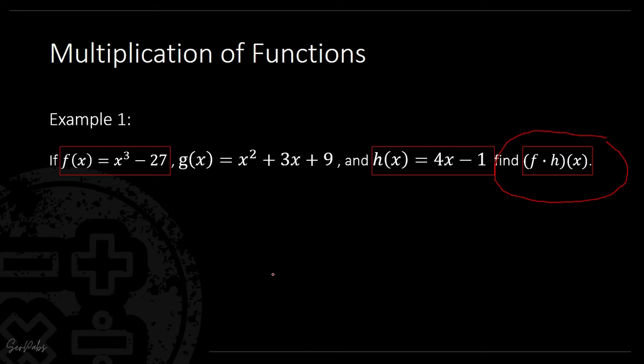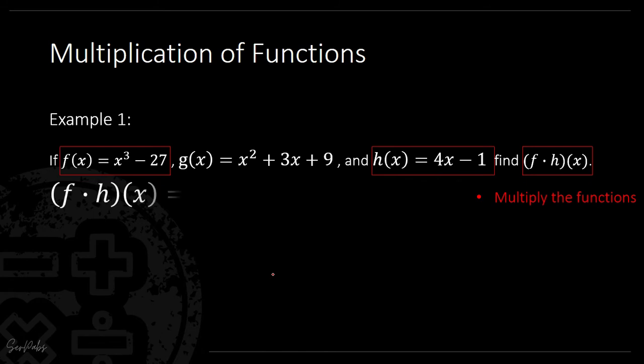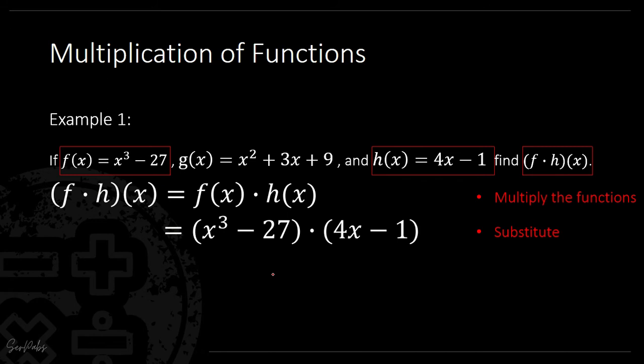Okay, so ang unang gagawin ay multiply the functions. So, functions natin ay f of x times h of x. Pangalawa, substitute. Palitan. Tanggalin ang f of x, palitan ng x cube minus 27. Tanggalin ang h of x, palitan ng 4x minus 1. So, tinanggal, ipinalit. Tinanggal, ipinalit.